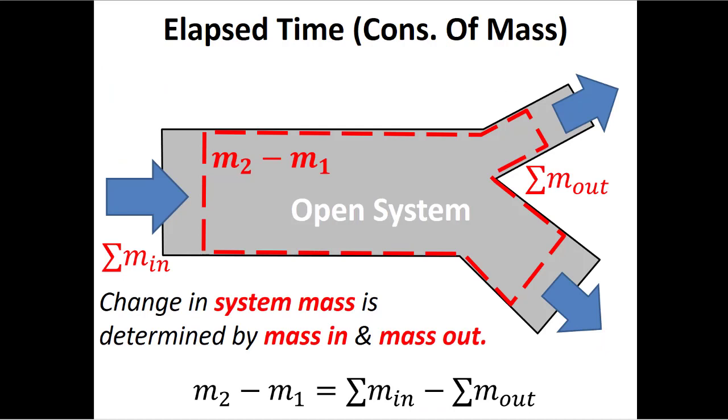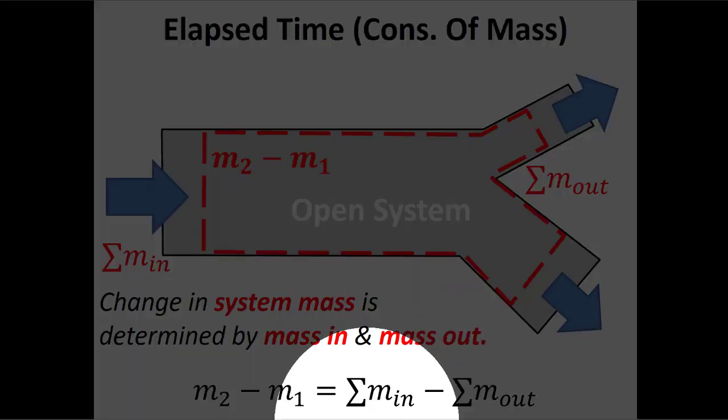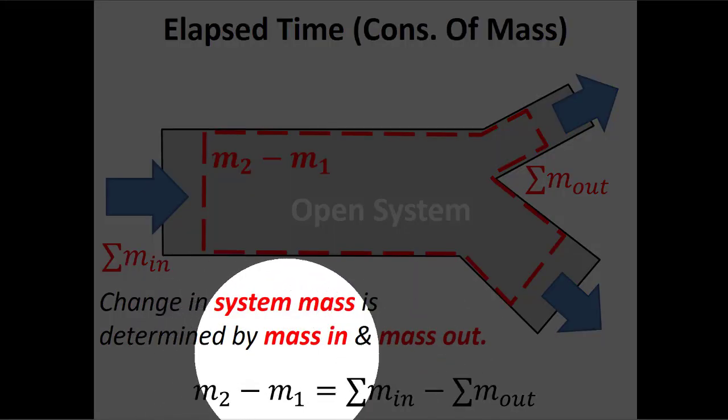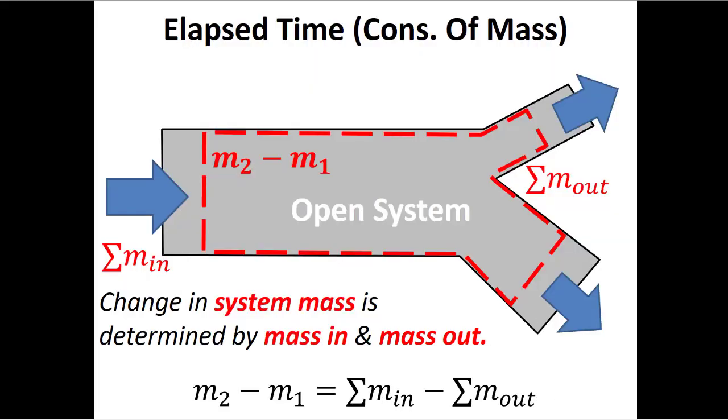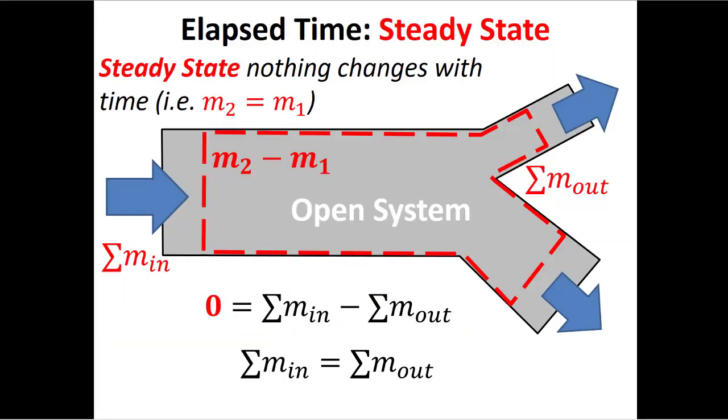We talked about elapsed time versions of conservation of mass that say the change in mass in our system over time is equal to all the mass that comes in minus all the mass that goes out. We talked about a special case where we're at steady state, and at steady state, the mass in our system stays constant because everything stays constant. And that means that all the mass that comes in has to be equal to all the mass that goes out.